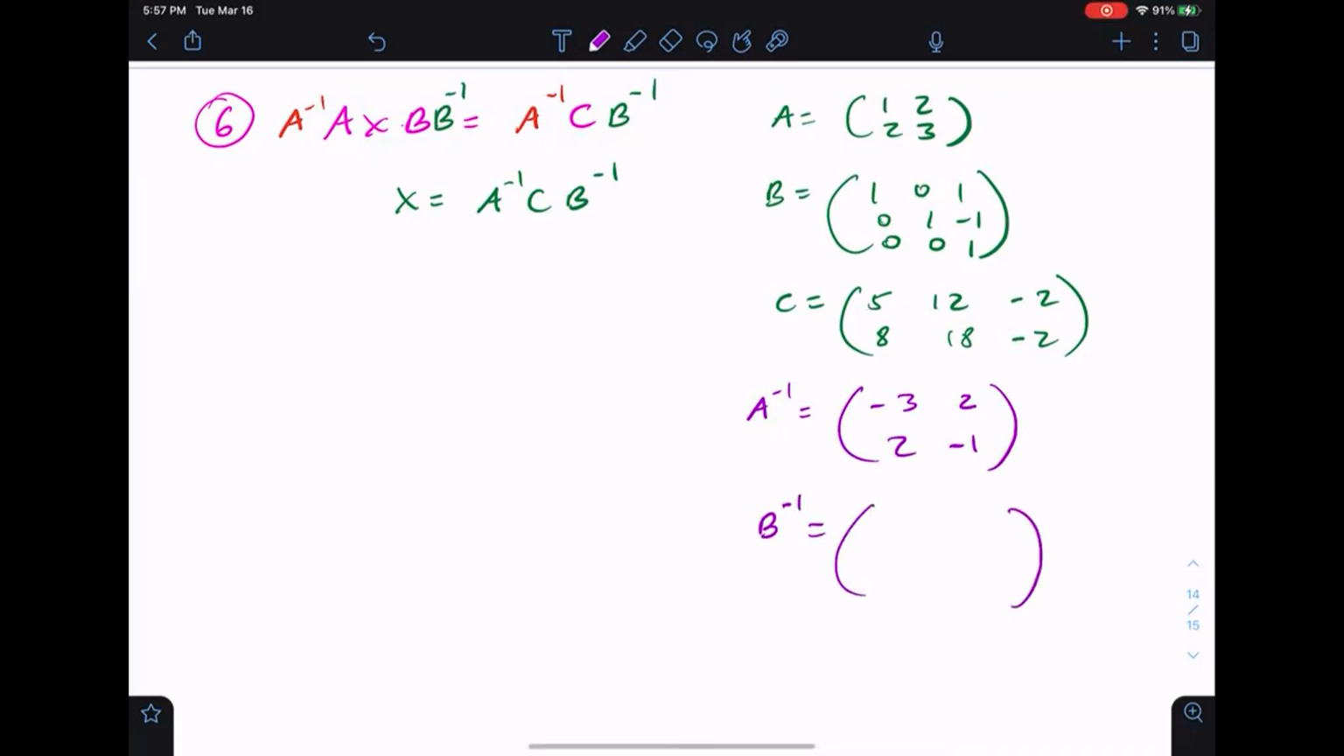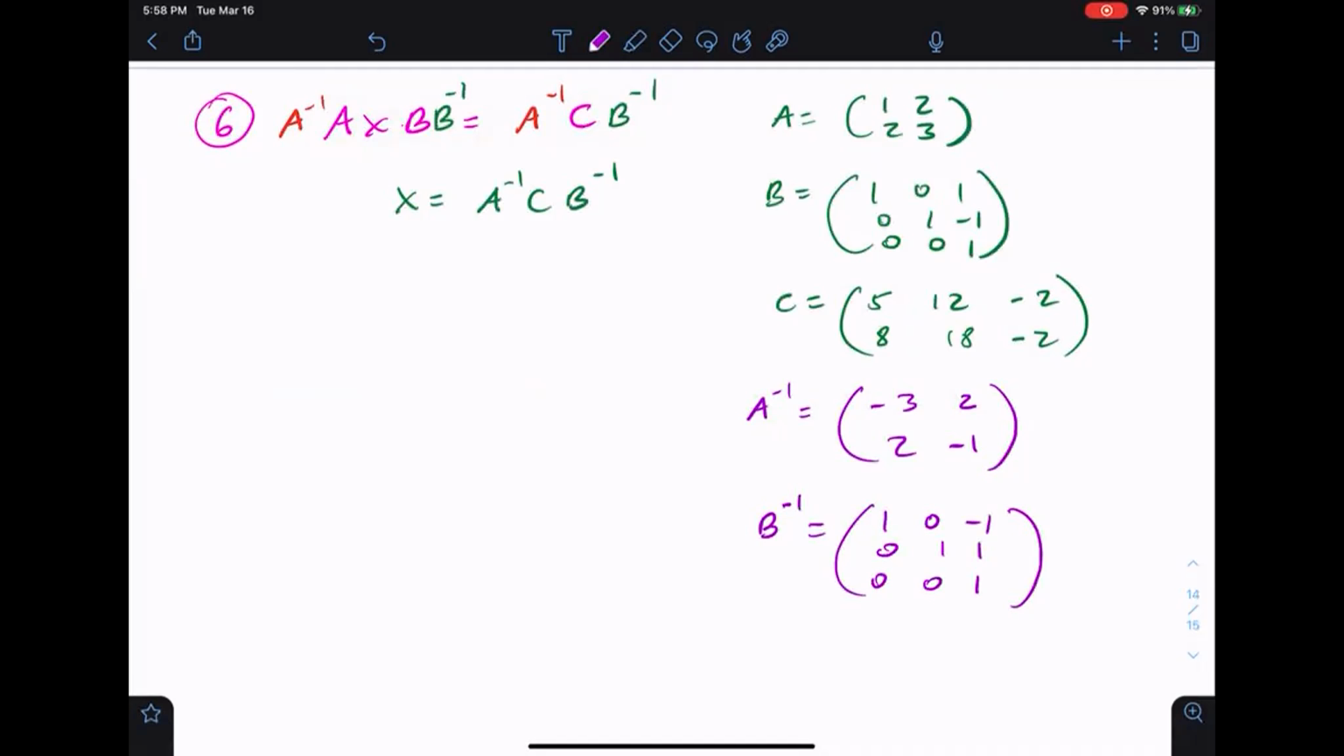So now I need to find B inverse, right? So B inverse, let's find it. So edit B, it's a 3 by 3. So 1, 0, 1, then 0, 1, -1, and I have 0, 0, 1. Then we do matrix B to the -1. So I got 1, 0, -1, 0, 1, 1, 0, 0, 1. So I have A inverse, I have B inverse, and I have C. I have everything that I need.